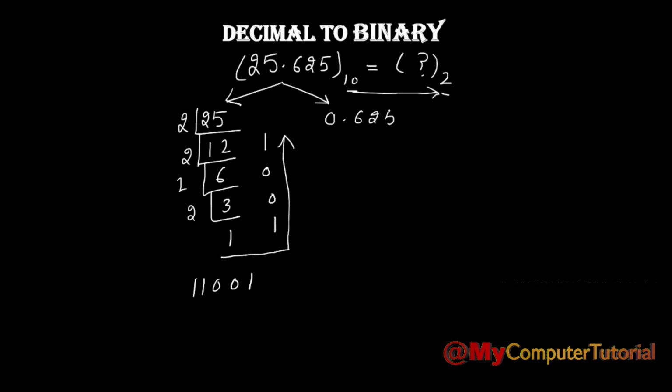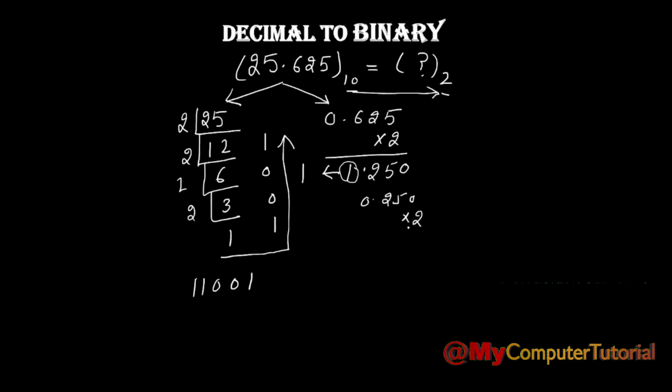In the second part, the fractional part, we have to multiply the number by 2. So multiply 0.625 by 2, we get 1.250. Take this 1 off and write it here. We are left with 0.250.